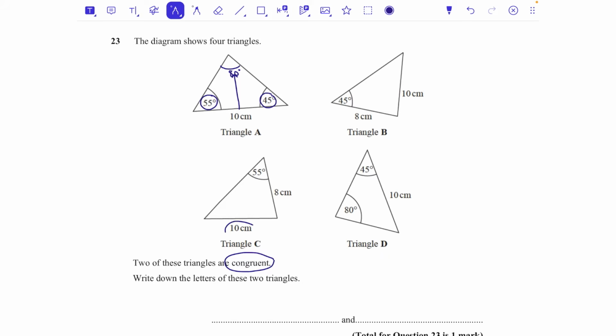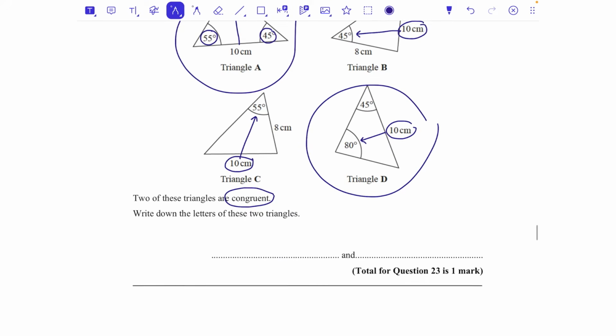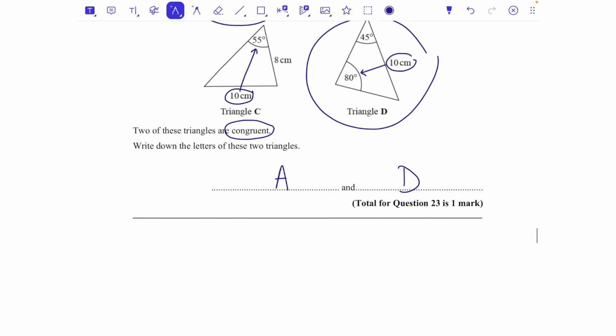In triangle C, 10 is opposite 55, so that's no good. In this one, 10 is opposite 45, so that's no good. And in triangle D, 10 is opposite 80. So it's going to be this one and this one that are the same. They are just turned round. So triangle A and triangle D are congruent. They are exactly the same triangles, just in a slightly different orientation.